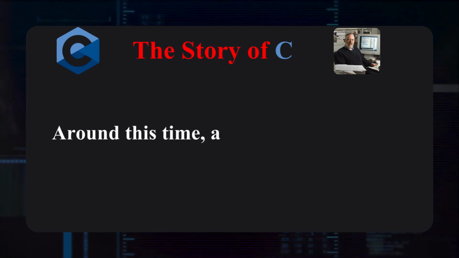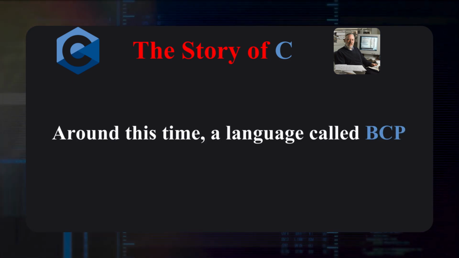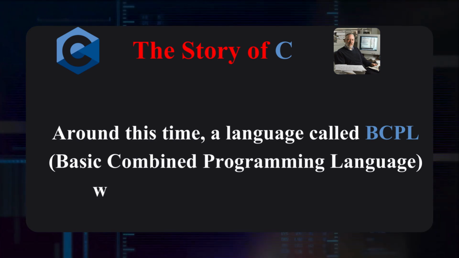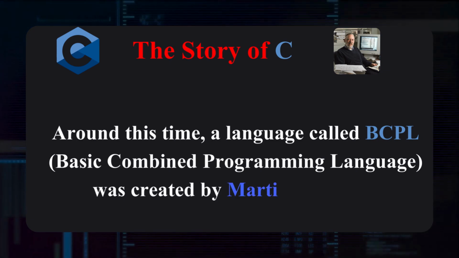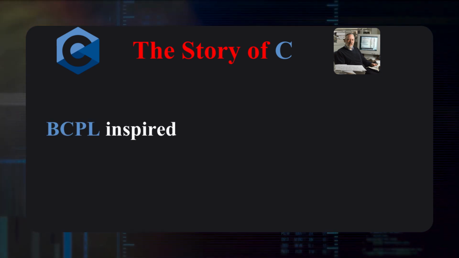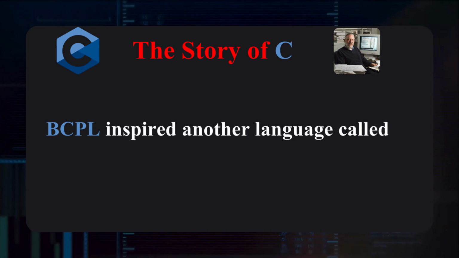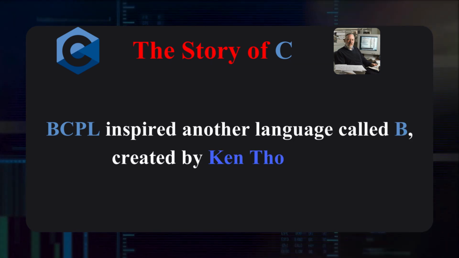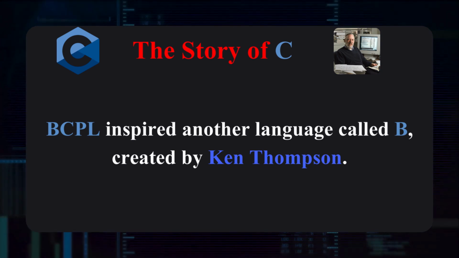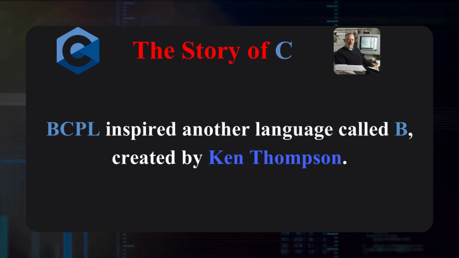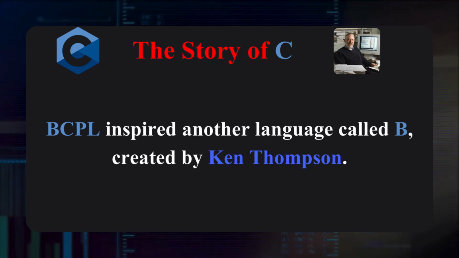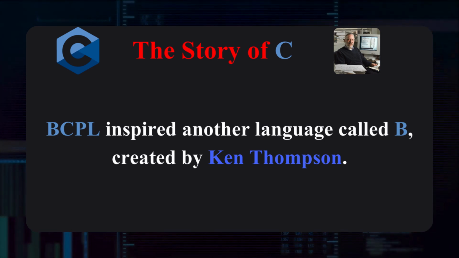Around this time, a language called BCPL, Basic Combined Programming Language, was created by Martin Richards. Later, BCPL inspired another language called B, created by Ken Thompson. But B had limitations. It didn't fully support data types and wasn't powerful enough for complex systems. And that's where the real breakthrough happens.